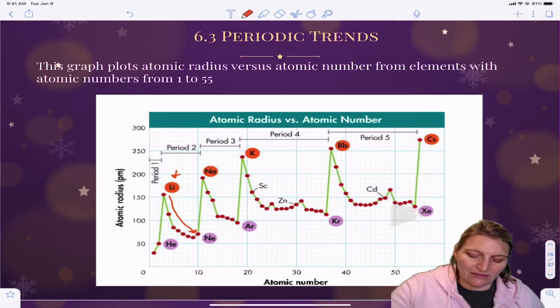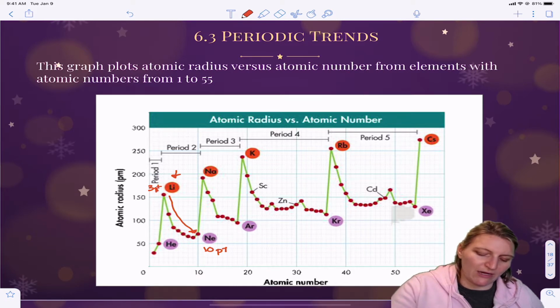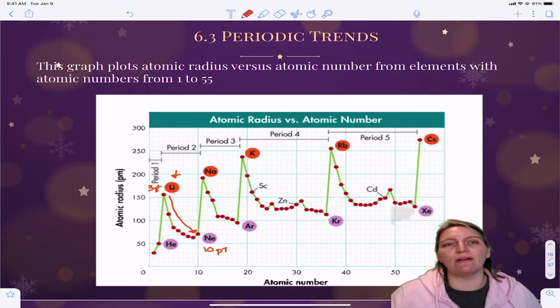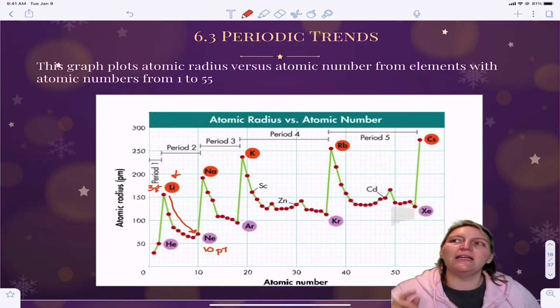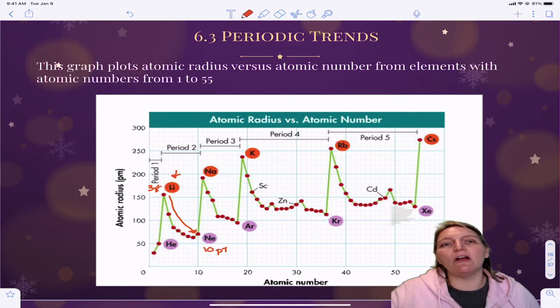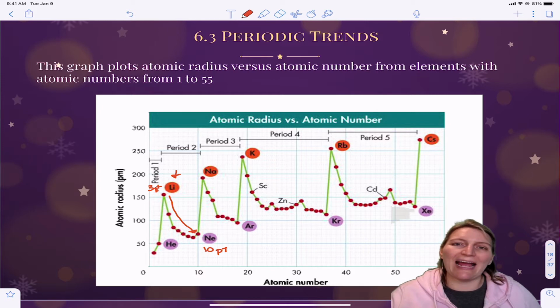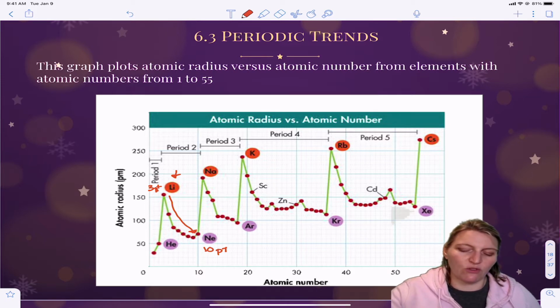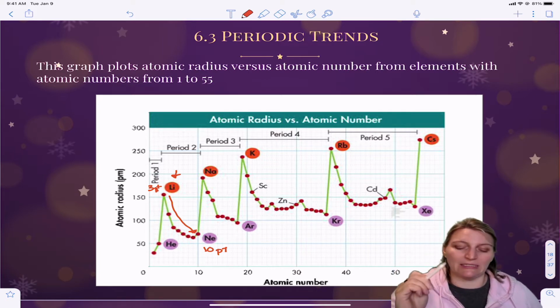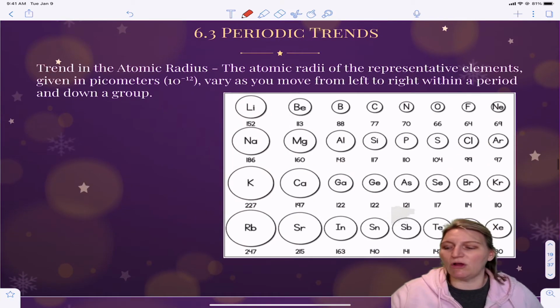Neon has an atomic number, right, of 10 protons. Lithium has an atomic number of 3, but neon is much smaller than lithium. That is strange. Most students have a really hard time understanding that. So we are going to need to explain why. But then as we go down a group in the periodic table, all of these orange elements, those are the alkali metals. So lithium, sodium, potassium, rubidium, cesium, and those do all get bigger. And that's what you see when you look at this chart right here.